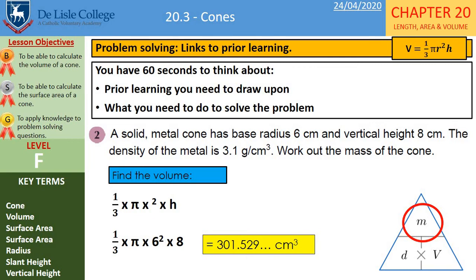We've got our volume. We know to find mass it's volume times density, so let's times by 3.1, and then we get our answer of 935 grams to the nearest whole number. The reason we know it's grams is, remember before I said to you, the density is in charge of the units for the volume and the mass. Well, we know that's the volume, so mass must be the grams.